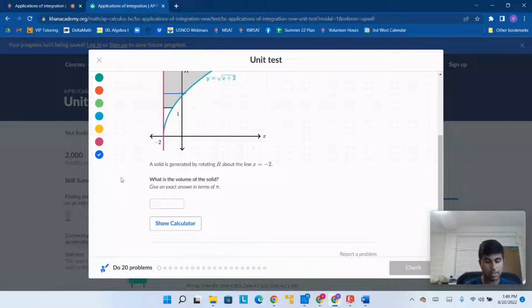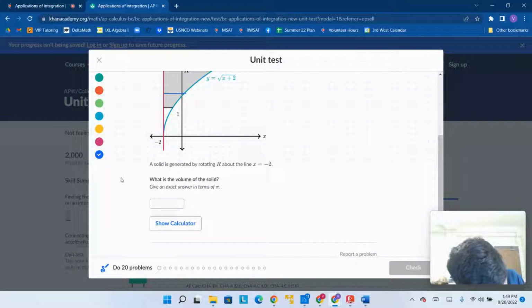So we have the integral of y to the 4th dy from 1 to 3, and then you're going to multiply it by pi. So you end up with 48.4 pi as your answer.